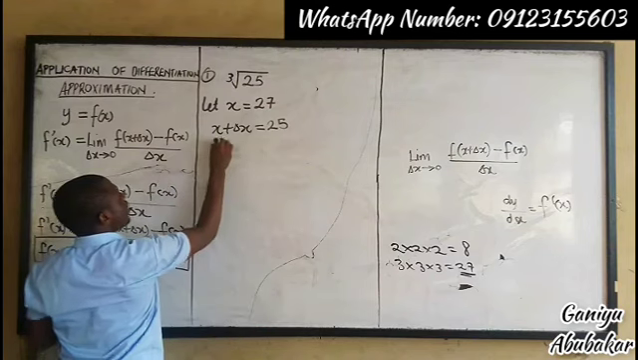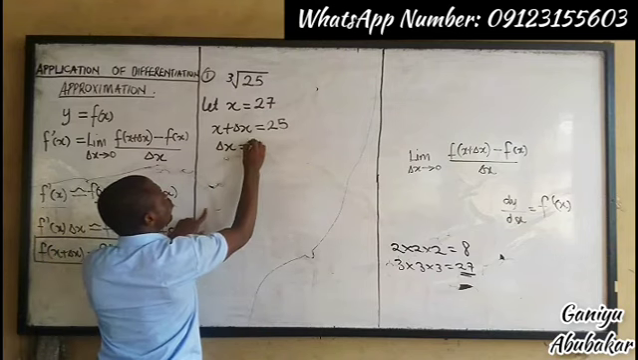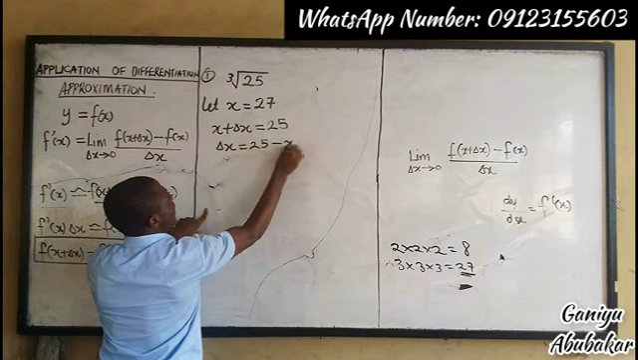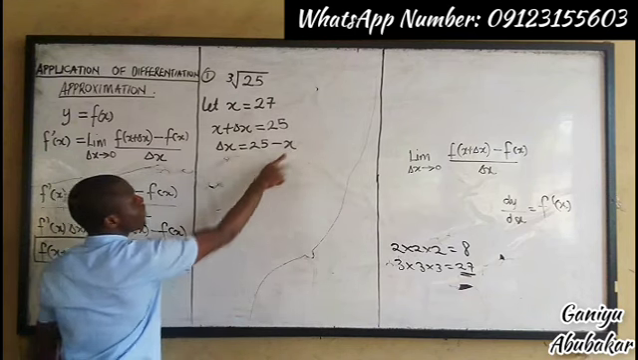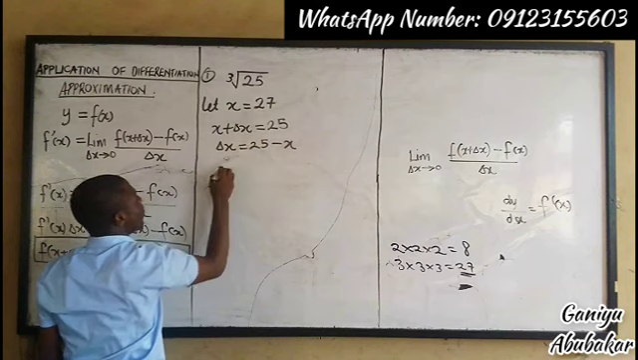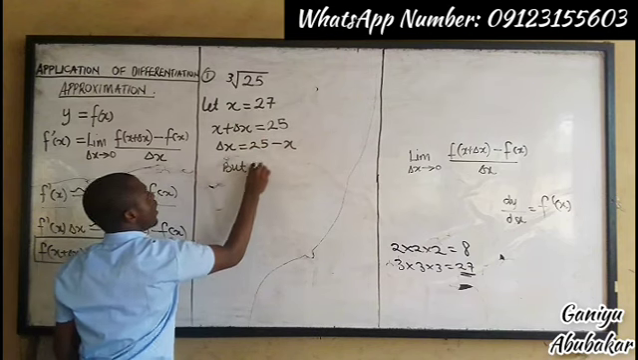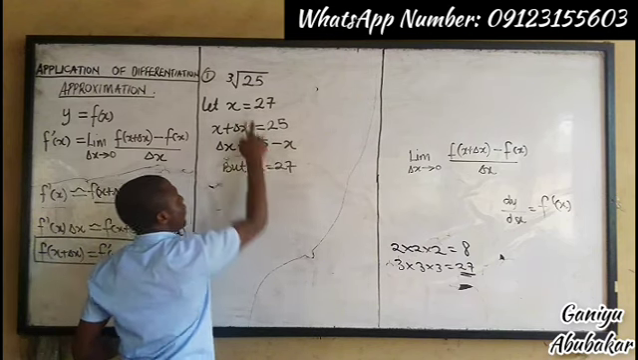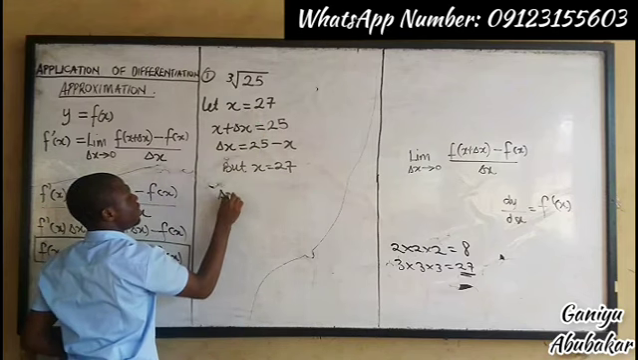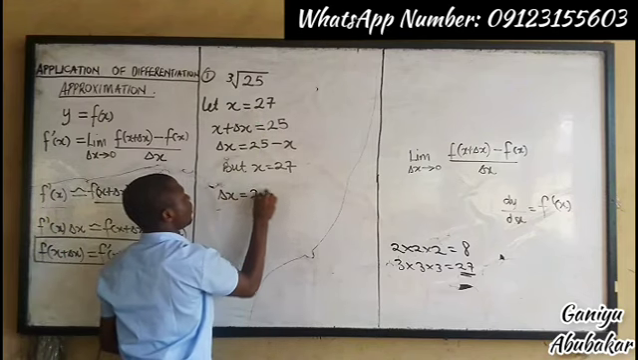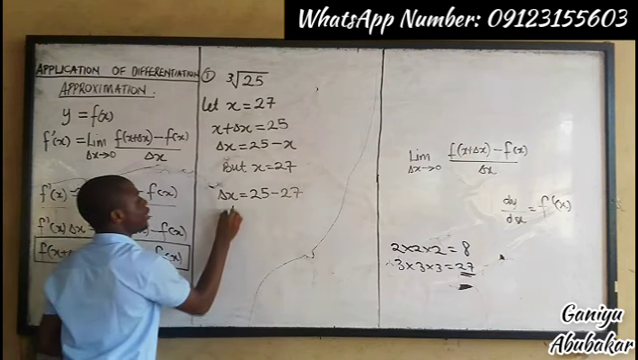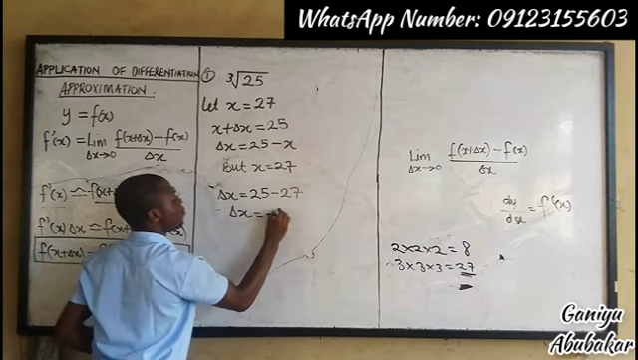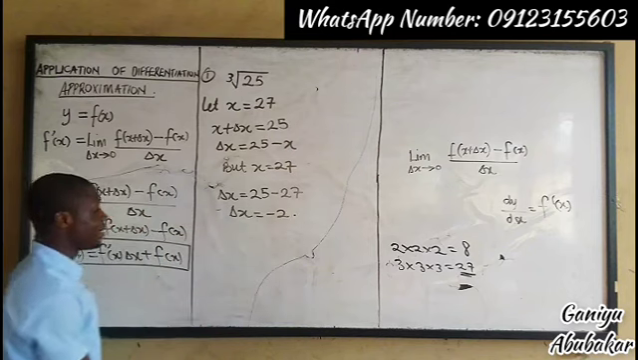Change in x here is now equal to 25 minus x. So this x comes here and becomes minus x. Of course, we said x is equal to 27 from here. So change in x is now equal to 25 minus 27. My answer here, change in x, becomes minus 2.